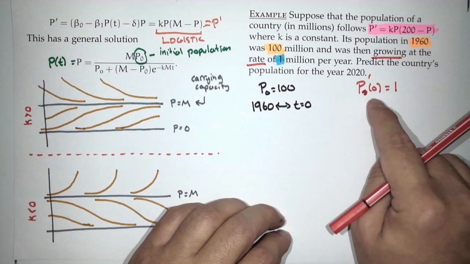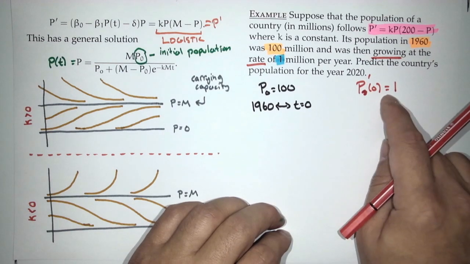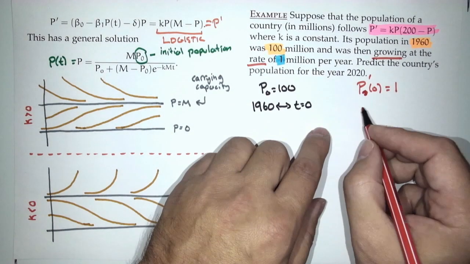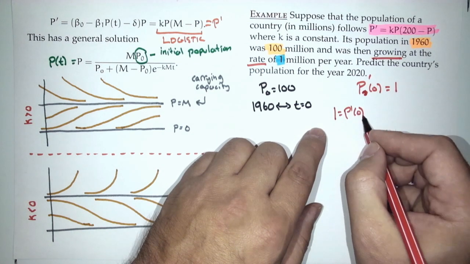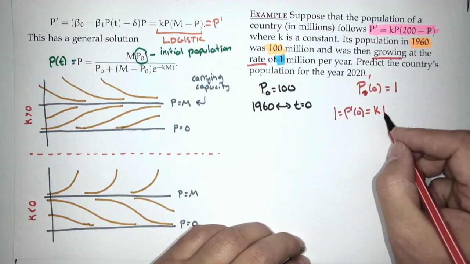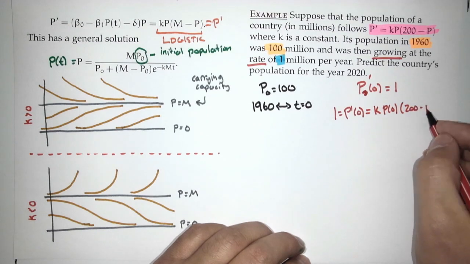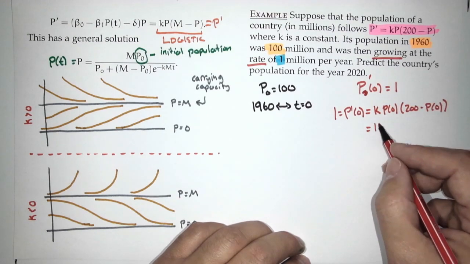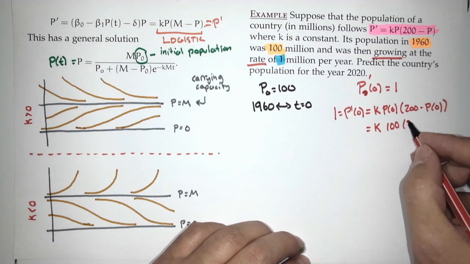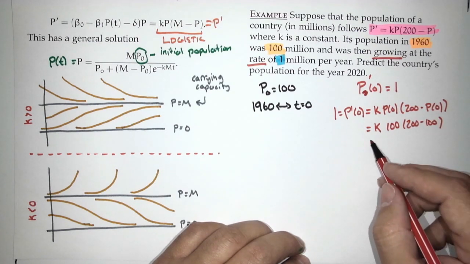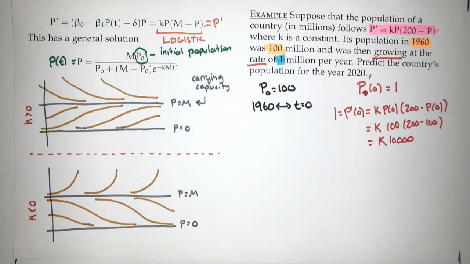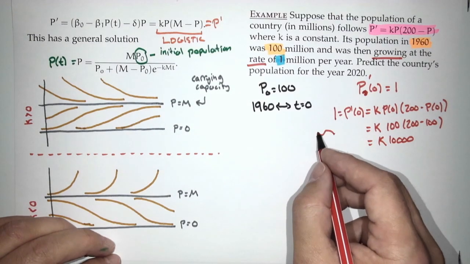Okay, so let's begin. Let's use P prime of 0 equals 1. Using P prime of 0 equals 1, what can we find? What does that help us get? Okay, so we have 1 equals P prime of 0. So now I'm going to say, well, what is that? That's K times the population at time 0, times 200 minus the population at time 0. But we know things. Population at time 0 is 100. So we get K times 100 times 200 minus 100. Or, if you like, that's K times 1 with a bunch of zeros. K times 10,000.